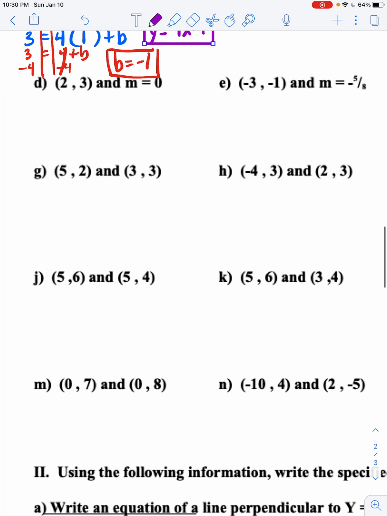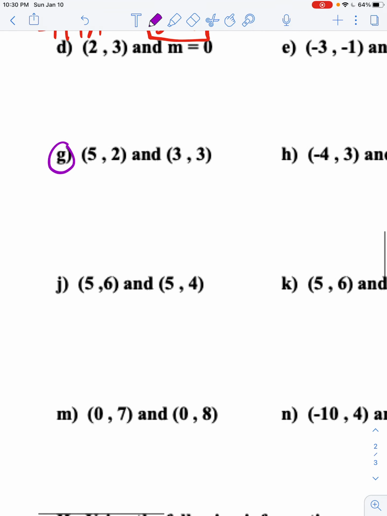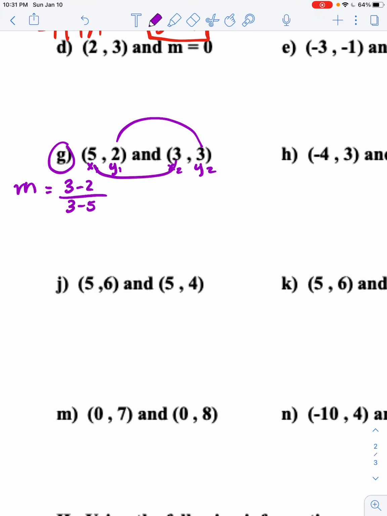So let me jump down here to do something where I'm given 2 points. That's going to be this other scenario, where now I have to use my formula to find the slope, and then I can go forward and do the same thing I just did to find b. So if I think of this as x1, y1, x2, y2, my slope is going to be y2 minus y1 over x2 minus x1. I get 1 over negative 2. So the slope that I will use later is going to be this.